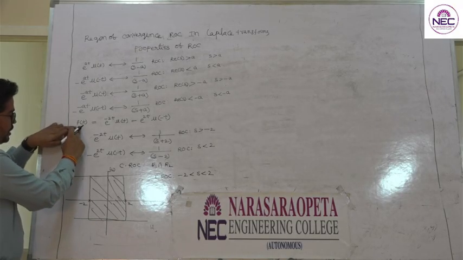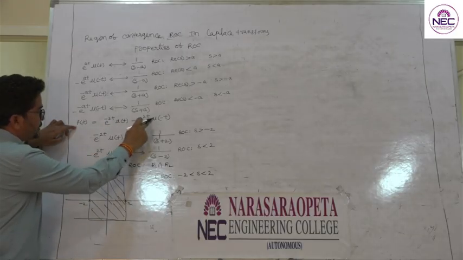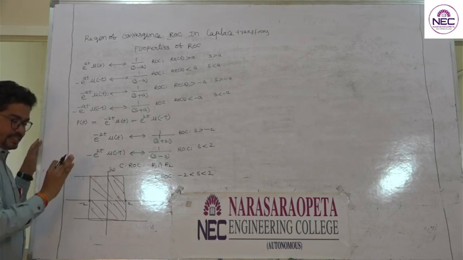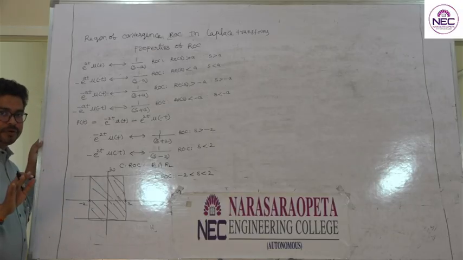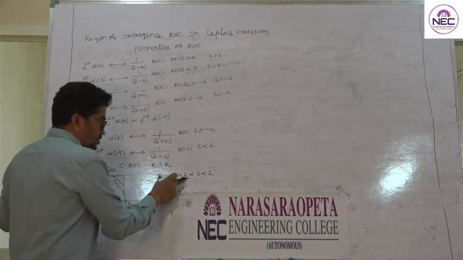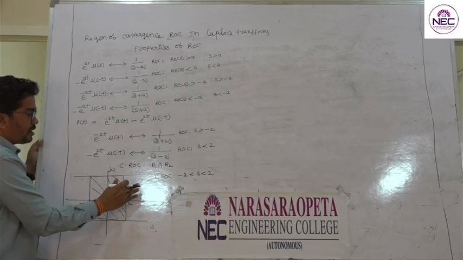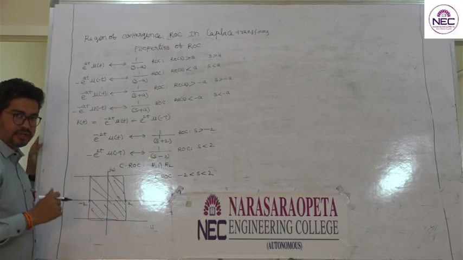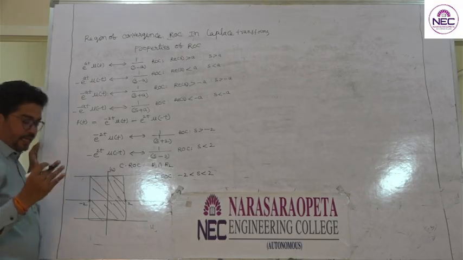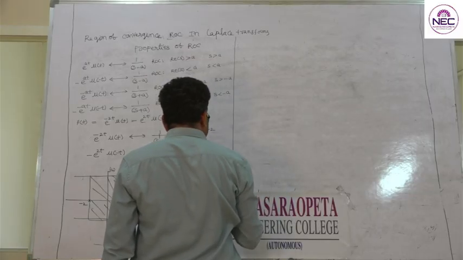Here f of t is a linear combination of right side signal and left side signal, simply f of t is a two-sided signal. For a two-sided signal, ROC is a strip parallel to the j omega axis, in between minus 2 to 2. Next, we go for another example: combination of two right side signals.